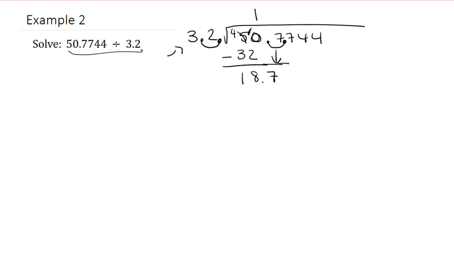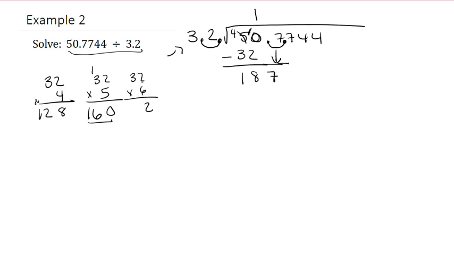Now 32, let's do a couple of multiplications. Let's look at 4. So 2 times 4 is 8. 3 times 4 is 12. So let's try another number. Let's go up one more number. So 2 times 5 is 10. Carry the 1. 3 times 5 is 15 plus 1, 16. So that's pretty close to 187. Because 32 times 6, as we will see, 2 times 6 is 12. Bring the 1. 3 times 6 is 18 plus that 1. So that's 192. So 6 is too large.